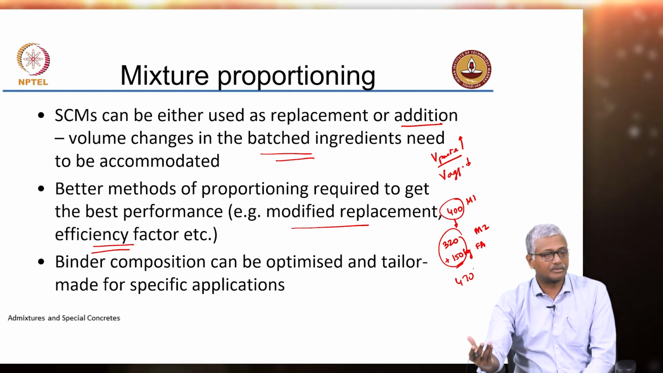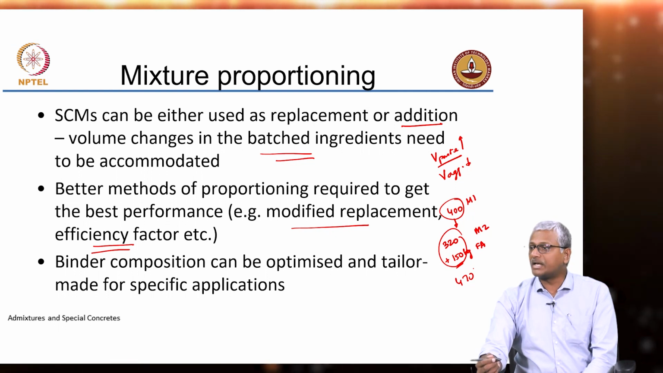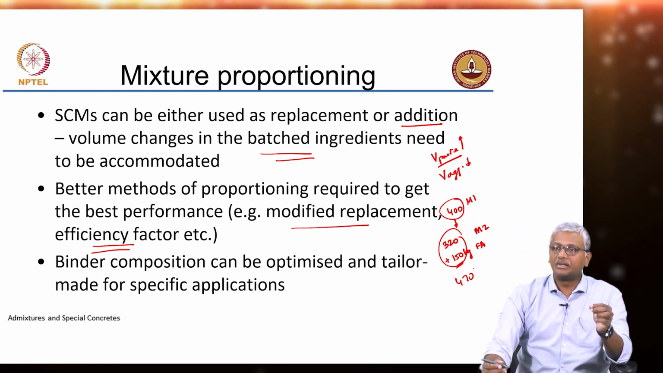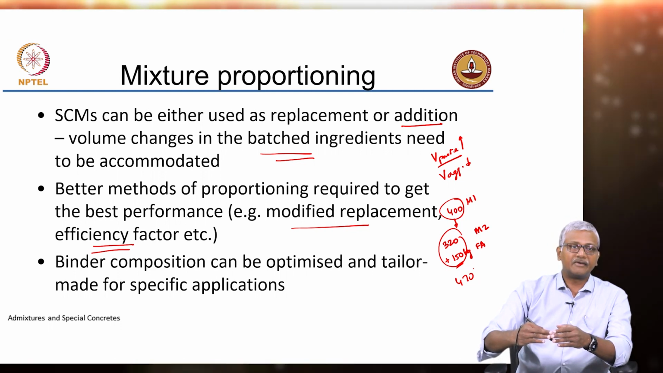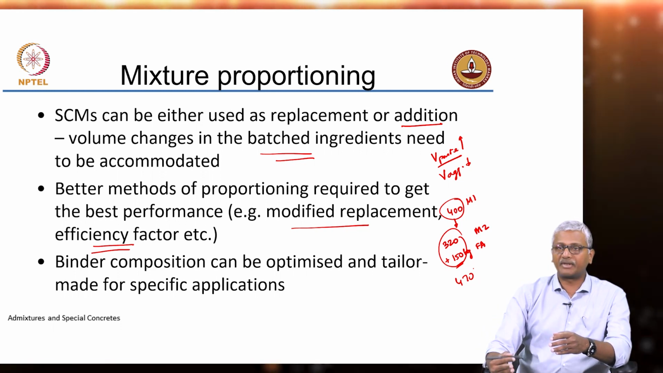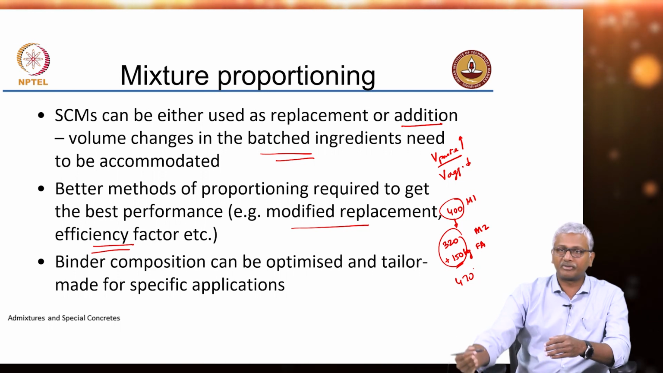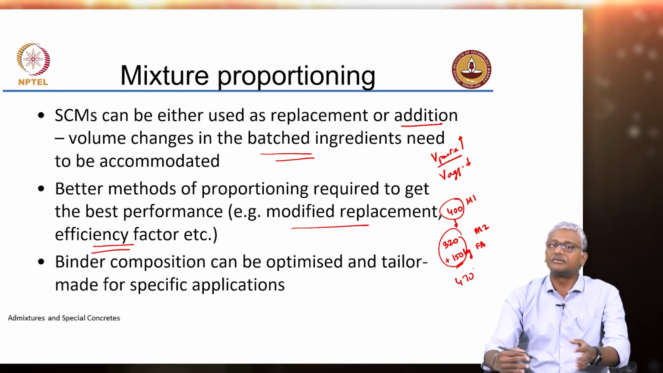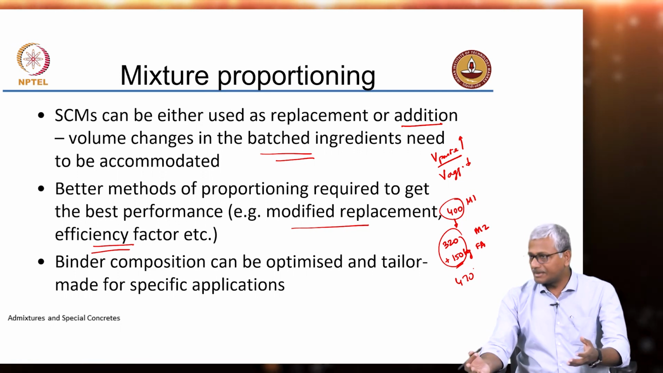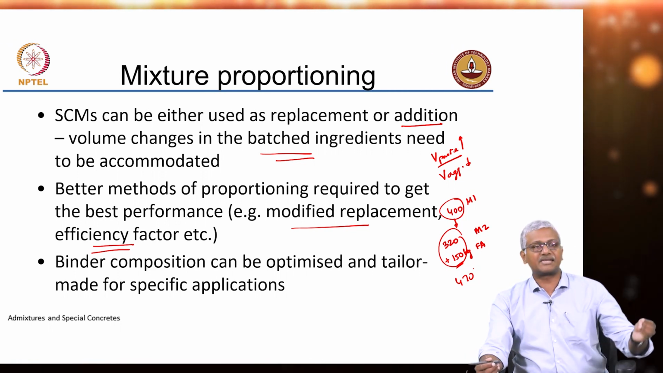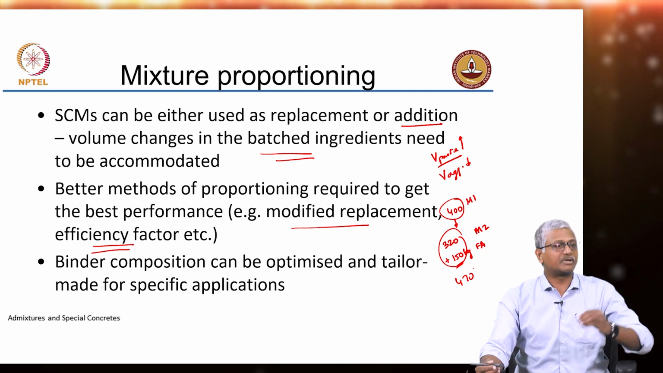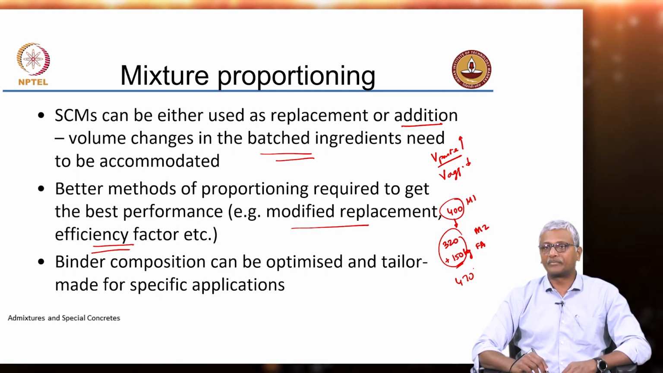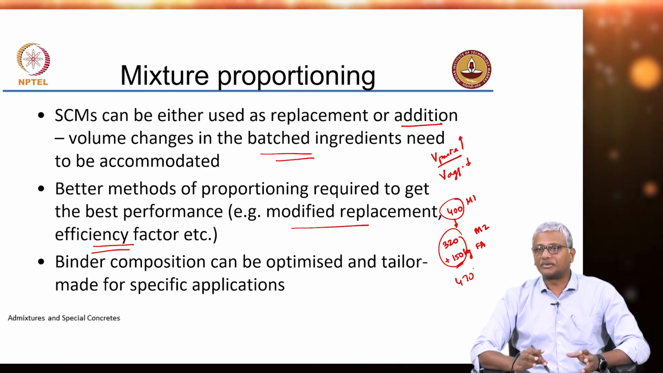Efficiency factor tells you that if I replace 1 kilogram of cement by 1 kilogram of fly ash, what is the efficiency of that 1 kilogram of fly ash? Does it produce 50% of the cement strength or does it produce 100% of the cement strength? That essentially implies, can I replace the same mass of cement by the pozzolanic material and still get the same performance? That is not easy to predict.